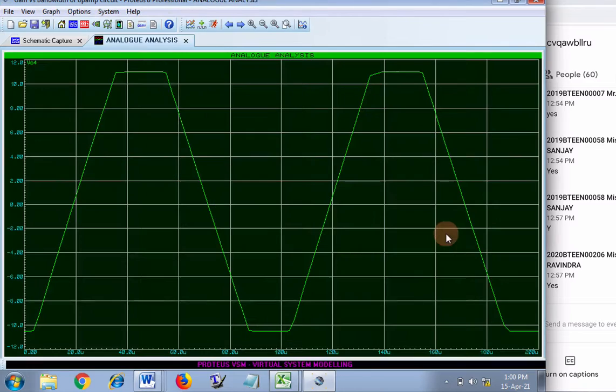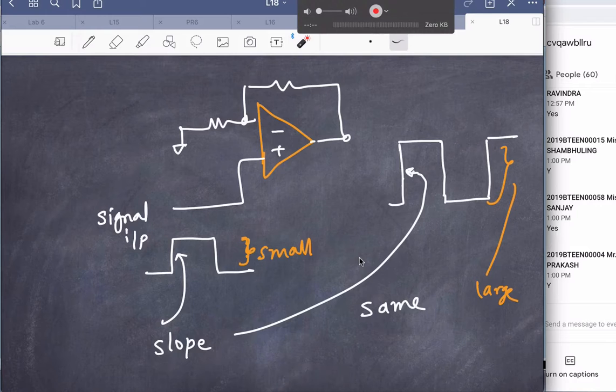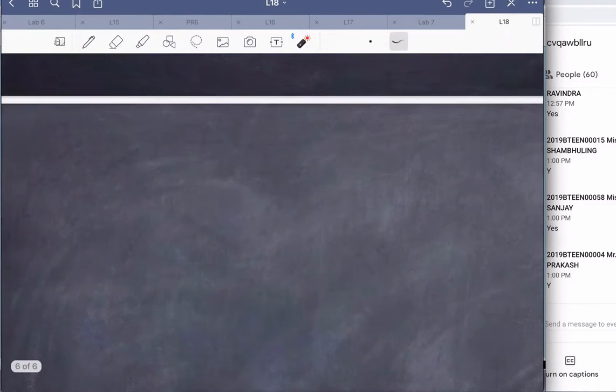and now you can see that the output is not square wave, the output is something different. Did you observe this? Input is square wave, but output is not square wave. This is happening because the operational amplifier has one more limitation called slew rate.